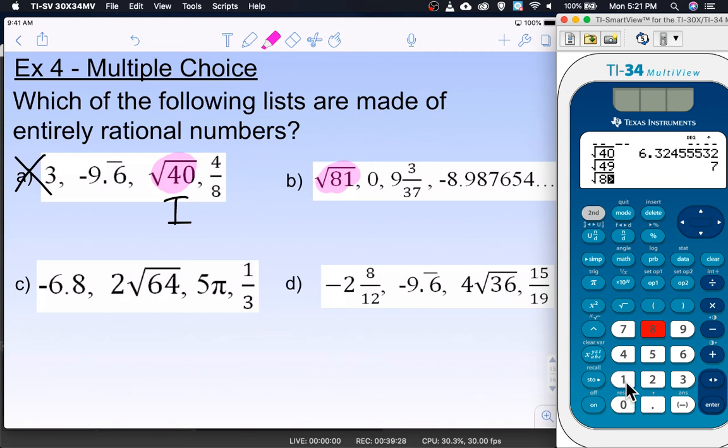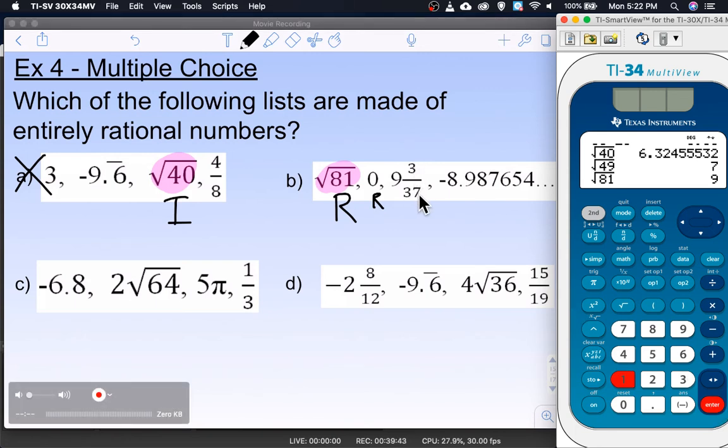Square root of 81. Oh, that is rational. Whoa, wrong pen. That's rational. 0 is rational. We talked about that earlier. 9 and 3 over 37, that's rational because that can be written as a fraction.